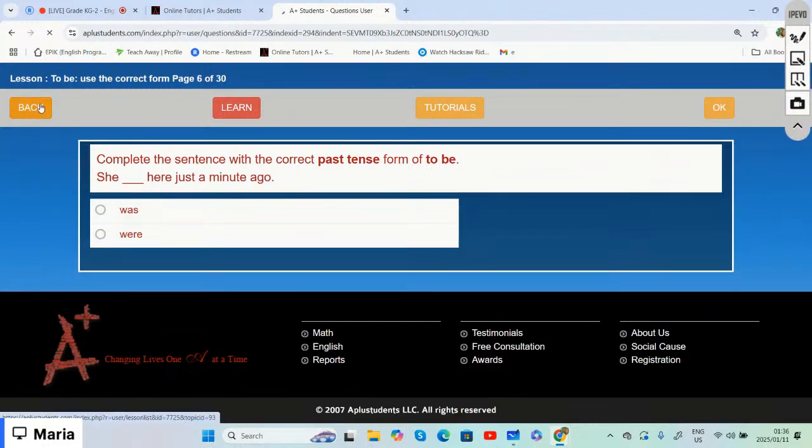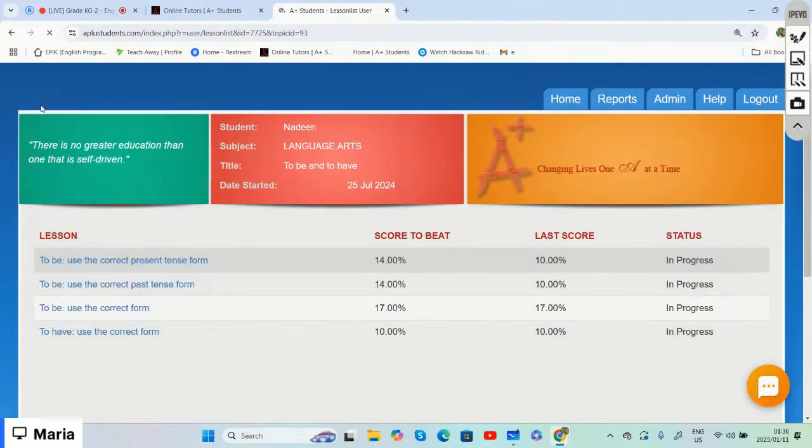So that is basically our answers on to be, right? We were to use the correct forms, and we said that our subject needs to agree with our present as well as our past tense of our to be form of that irregular verb, right?